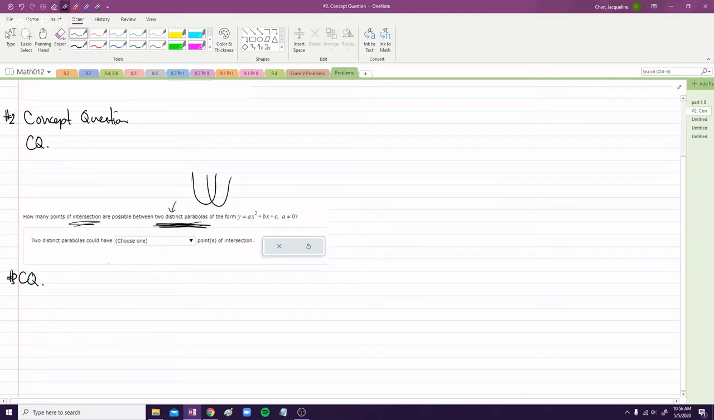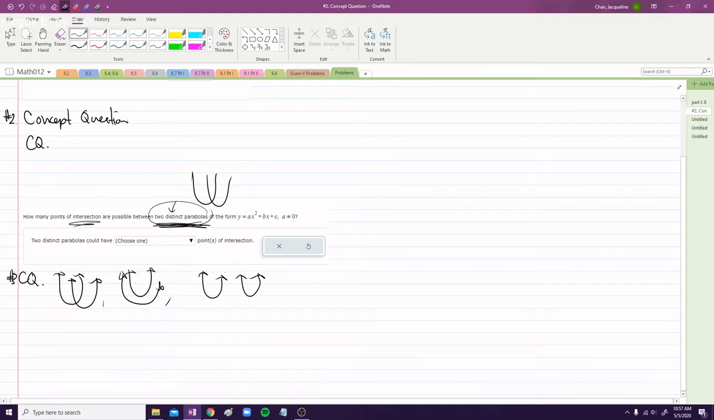So there's like this, or I don't know, like that. Okay, there's multiple ways. So you really don't have to draw the multiple ways two distinct parabolas can intersect. But I do want you to draw. So if it says two distinct parabolas, I do want you to draw me two parabolas.